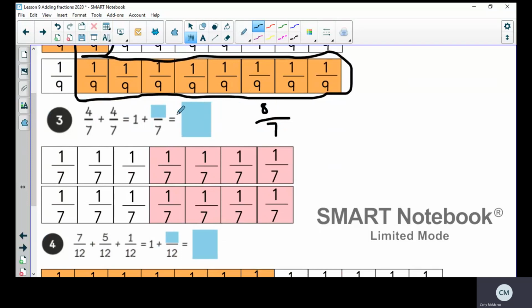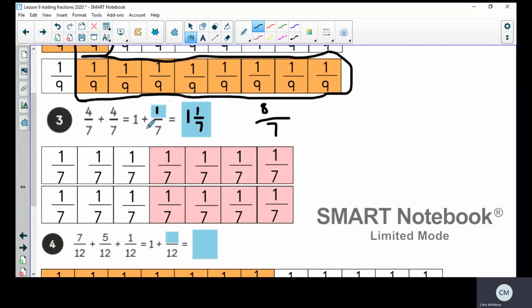So 7 goes into 8 once, that's where they've got the whole number from. Then how do you get from 7 to 8? How many parts are left? Well, that's 1, isn't it? 1/7. And then here, look, you're just adding the whole number and the fraction together. So you're just doing 1 and 1/7.